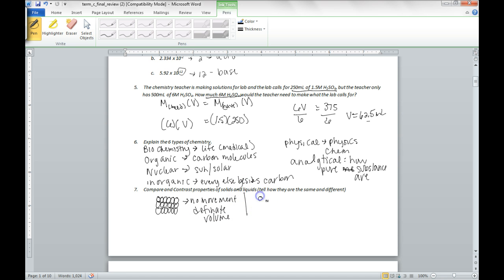Whereas liquids are going to be a little further apart. They're going to be able to move and bounce off of each other. So they're going to have movement. But they as well have a definite volume.